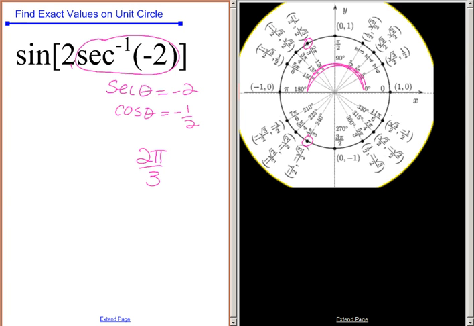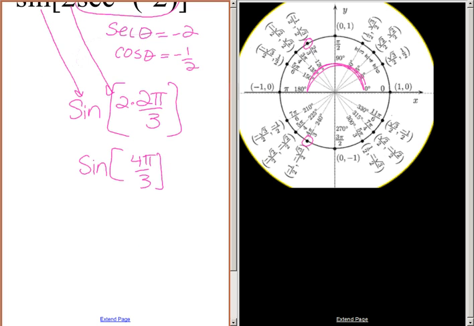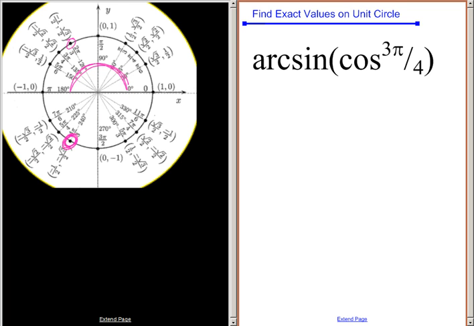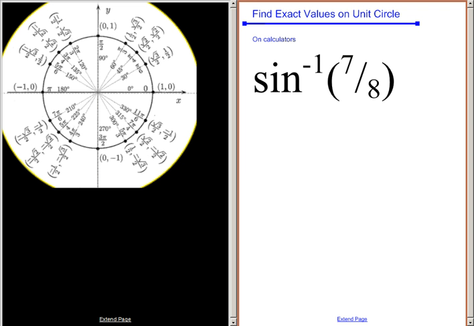Okay, now I bring down the 2 and I have sine in front. Okay, so I bring that down. Now I have to take 2 times 2 pi over 3, which obviously becomes 4 pi over 3. And now I have to find sine at 4 pi over 3. Okay, so I'm going to go down here to 4 pi over 3. Sine is your y value, and my y value at 4 pi over 3 is negative root 3 over 2. And I am done. Okay, and I think we can be okay because the rest of these are all the same.